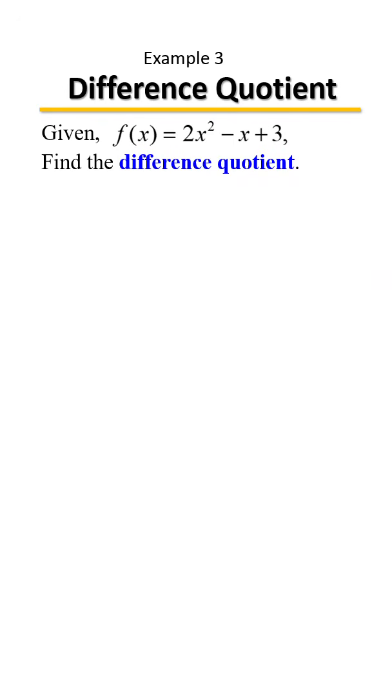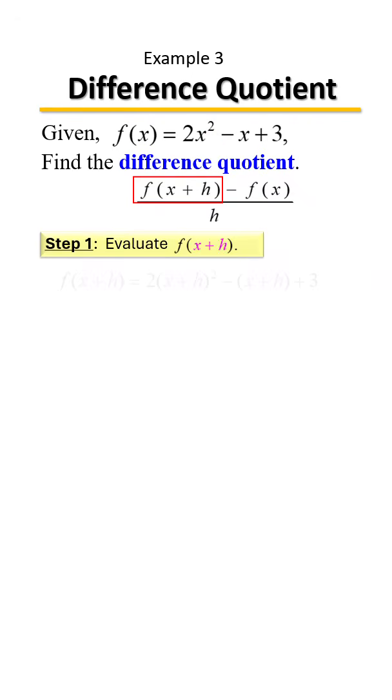So here we're given this function and we're asked to find the difference quotient. Let's go ahead and start by finding f of x plus h. So into the given function, we're going to remove any x's there are and replace it with x plus h. When we do so, it's going to look like so.